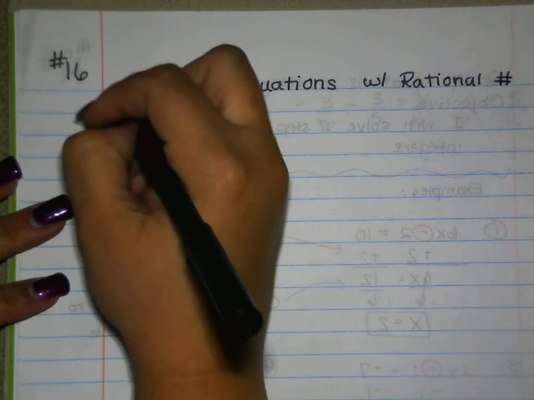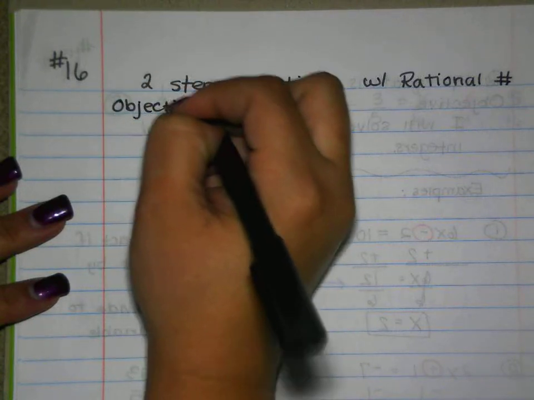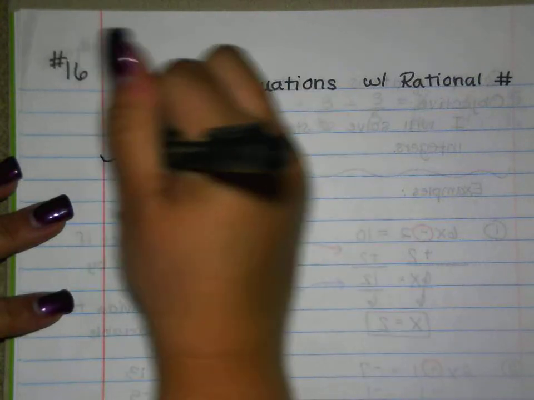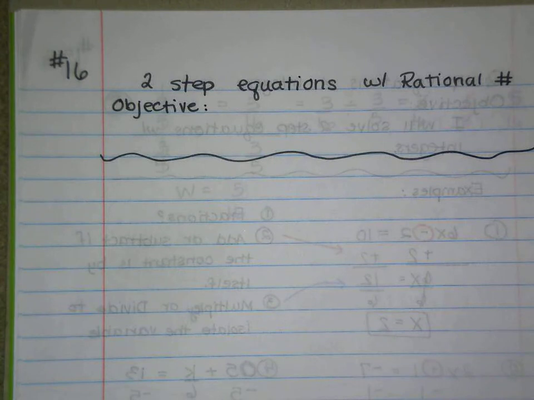Now, you should have already written the objective and the vocab for this lesson. So you should leave some room up here, and if you haven't written the objective, you should go back and write it. The objective should read something along the lines of, I can solve two-step equations with rational numbers, which means that it's going to contain both fractions and/or decimals. Probably not multiple fractions and decimals within the same equation, but you're going to have both fractions and decimals.